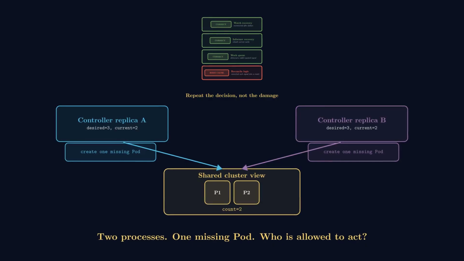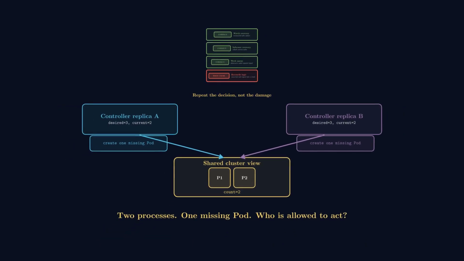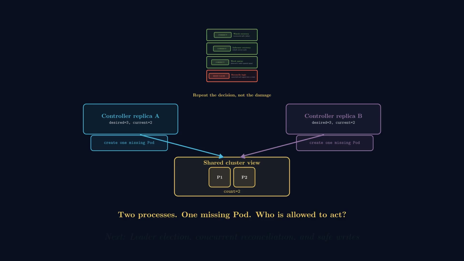In the next episode, we will see why idempotency is necessary but not always sufficient. We will explore leader election, concurrent reconciliation, and safe writes when more than one controller process can act on the same object.